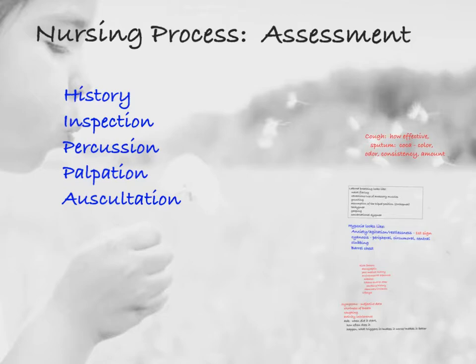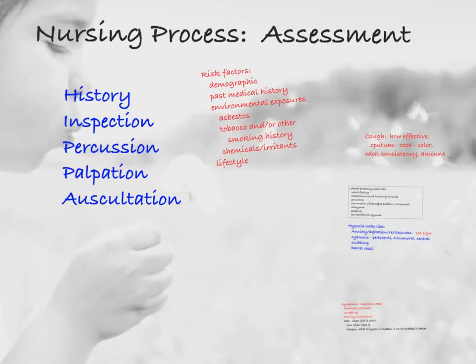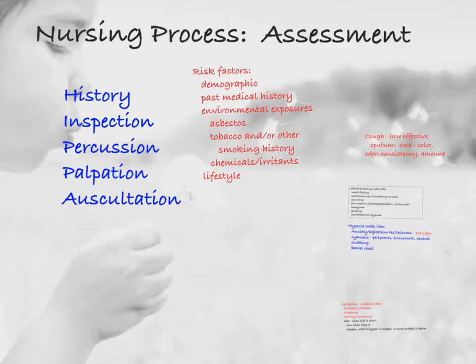A thorough history is going to reveal risk factors, such as demographic, extremes of age. Obviously, people at either end, the very young or the very old, are at risk for pulmonary disorders. Past medical history. Do they have a history of asthma? Have they had pneumonia in the past? Do they have any cardiac history, which might have implications for fluid in the lungs? Do they have history of maybe blood clotting disorders, where they might get a pulmonary embolism? Any other history that you want to get, respiratory or cardiac, is going to be really helpful in identifying problems.